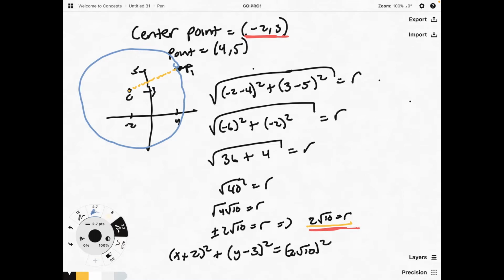Because we know that 2 square roots of 10 squared is equal to the square root of 40, we can simplify this down to our final answer and get (x + 2)² + (y − 3)² = 40. And this is our final answer. This is the equation of the circle at the center point (−2, 3), with a radius that contains the point (4, 5). Let's look at another example.